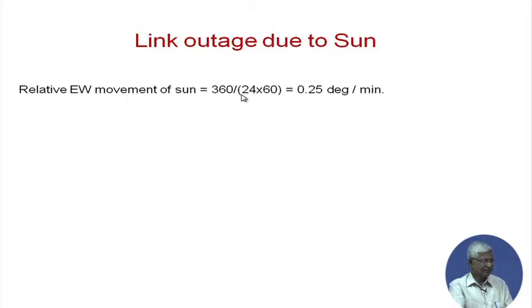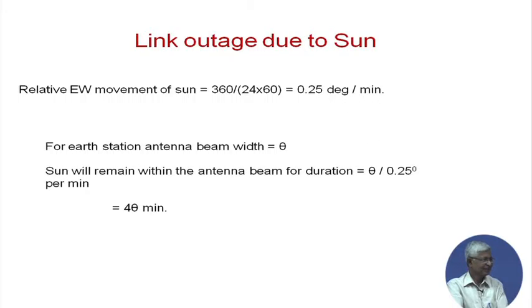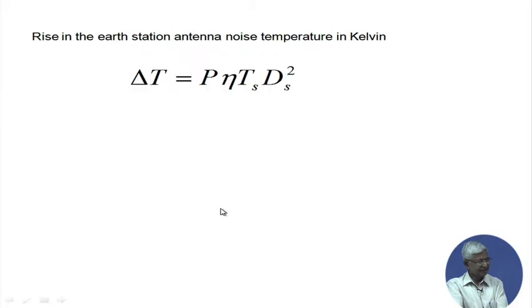What is the time? It is the relative movement, that is the east-west movement of the sun, 360 degree by 24 hours, 60 minutes, which is 0.25 degree per minute. As if the sun is moving, actually the earth is moving. And if the satellite earth station antenna beam width is theta, the sun will remain within the antenna beam for the duration theta by 0.25 degree per minute, that is 4 theta minutes.